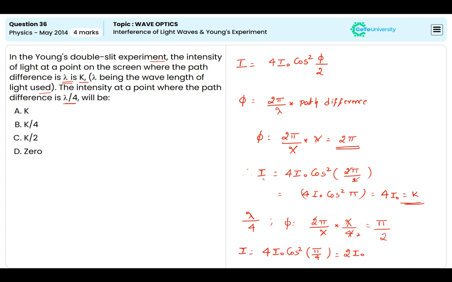Then we know that 4 into I naught is equal to k, so 2 into I naught is equal to k by 2. Then this is the right answer. Option C is the right answer.